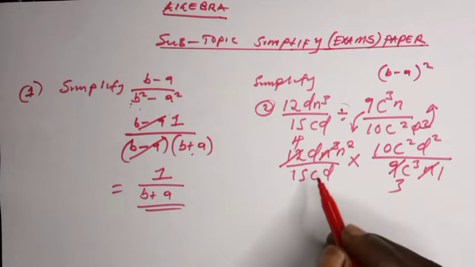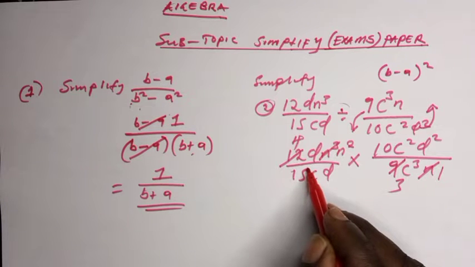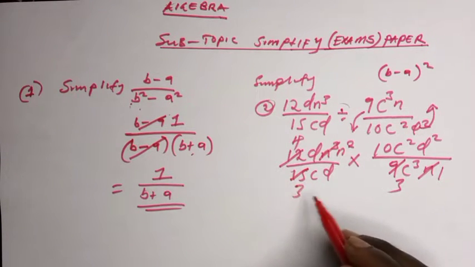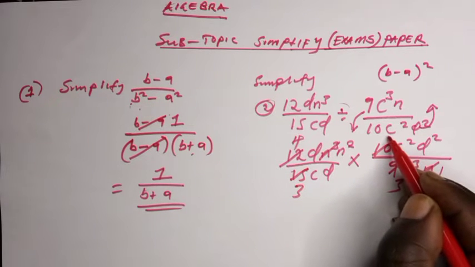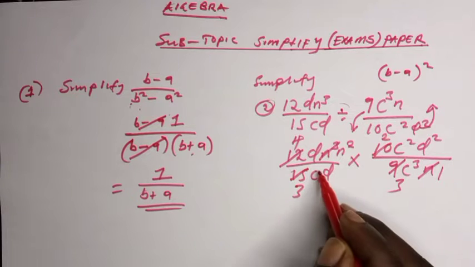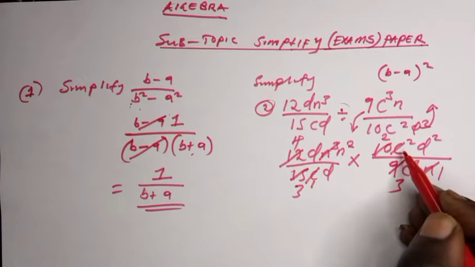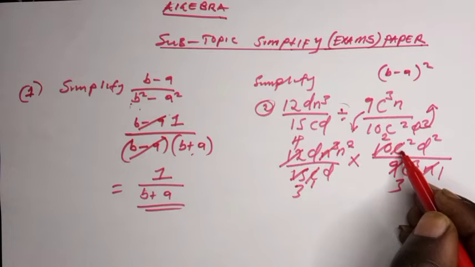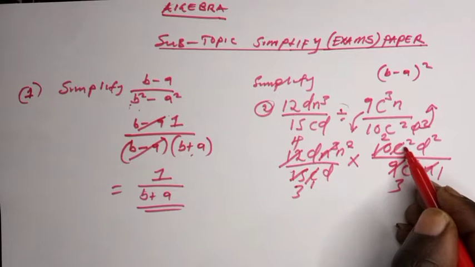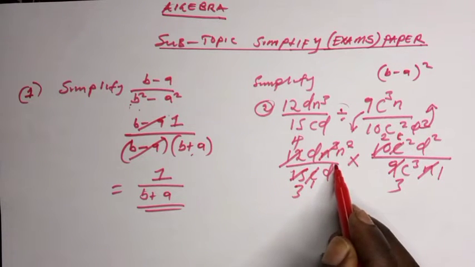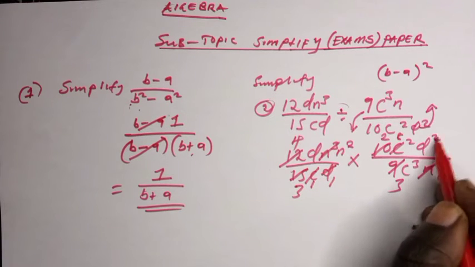Then here, 5 into 15 is 3, and 5 into 10 is 2. Then c into c is 1, and c into c power 2 will remain with only 1c. Then also d here is 1, and d here will remain with d.